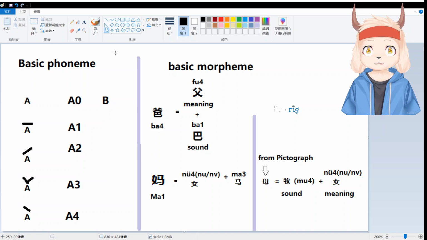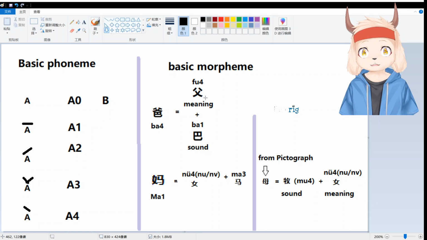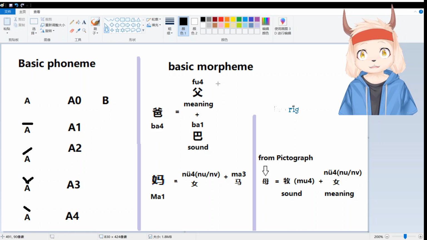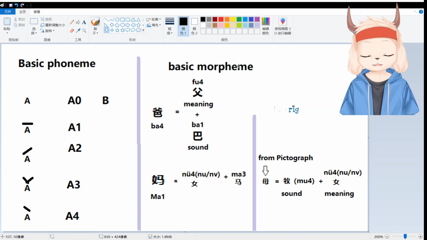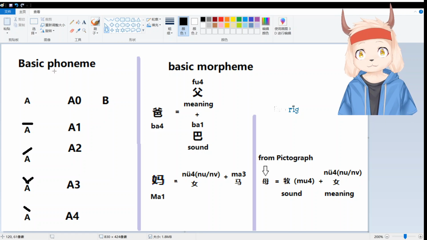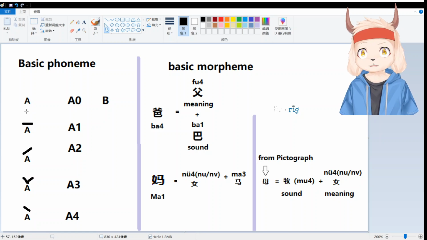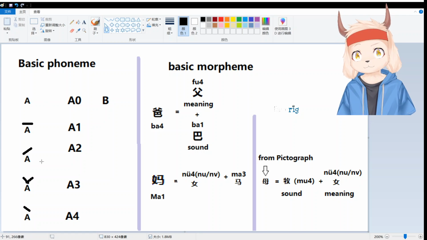Well, let's start from the basics. Chinese has two systems. One is the writing system. Another is the oral system, which is how you pronounce it. Let's say here I have written a basic phoneme. For example, here you can see Chinese has tones. I use numbers to represent these tones.